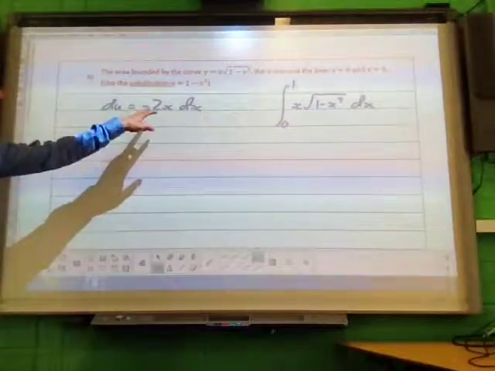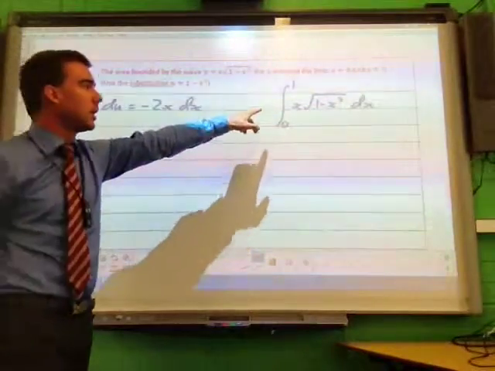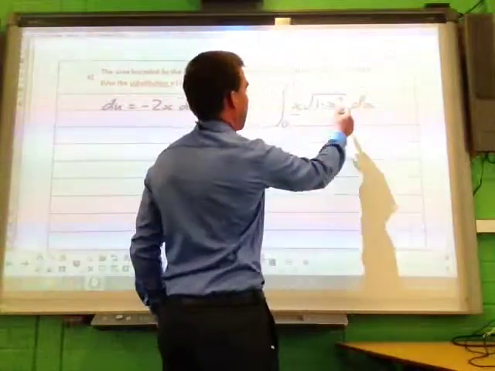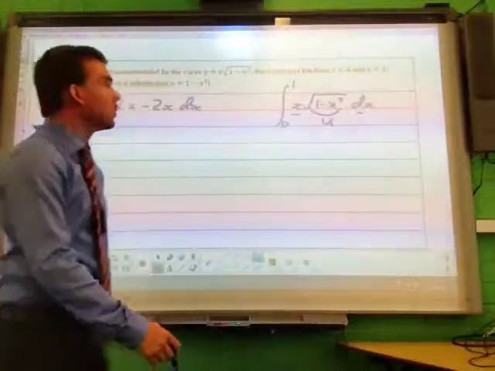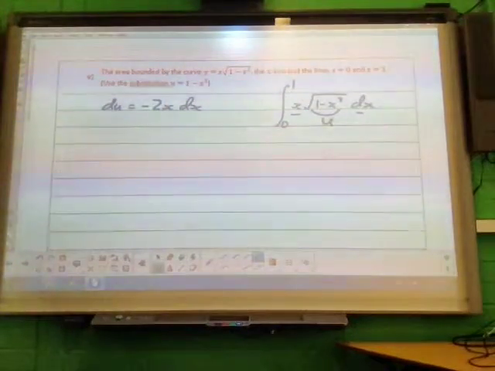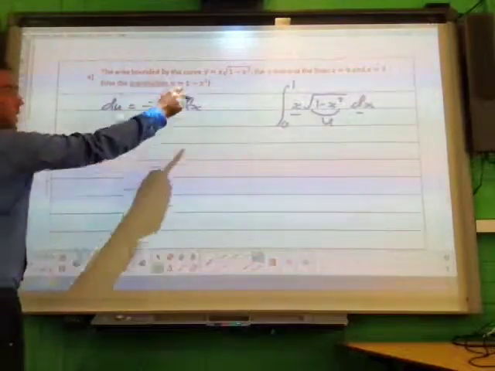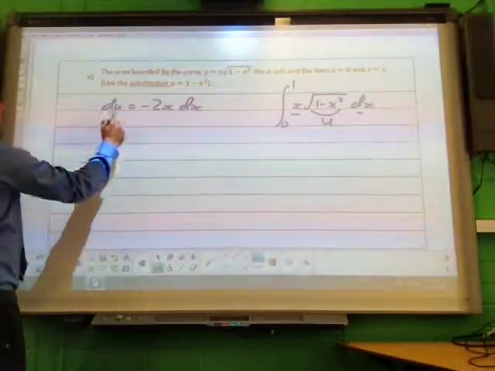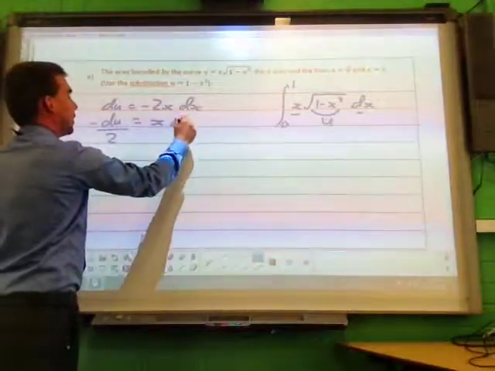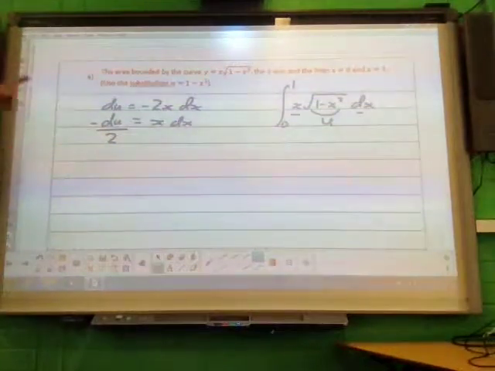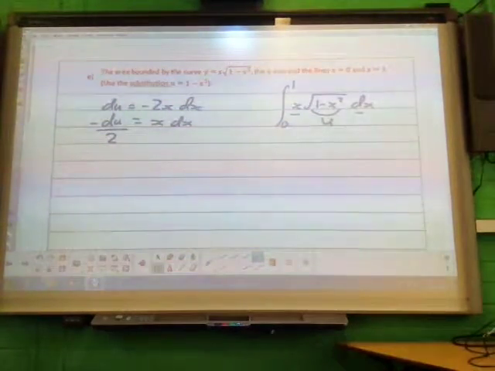Right, so I've got negative 2x dx, and I've got here an x dx. So I can replace this part with u underneath the square root, but I need to do a bit more so I can get x dx. So what I'll do is make that the subject, so negative du over 2 is equal to x dx. So I'll write what I need to replace, and then I'll put that in there.